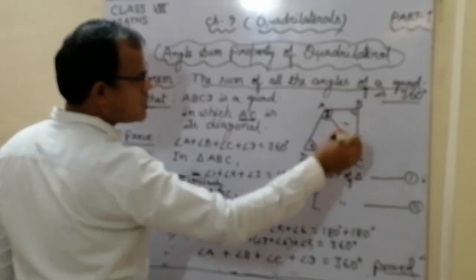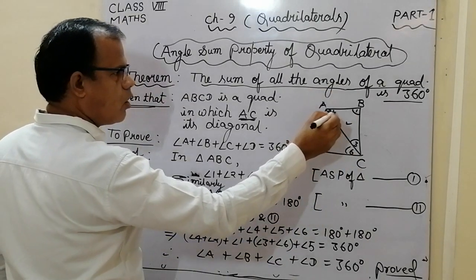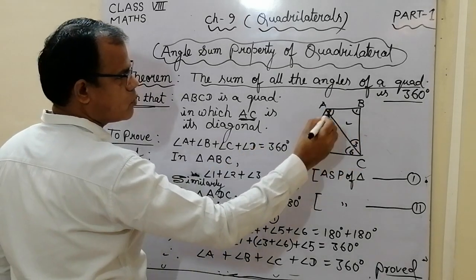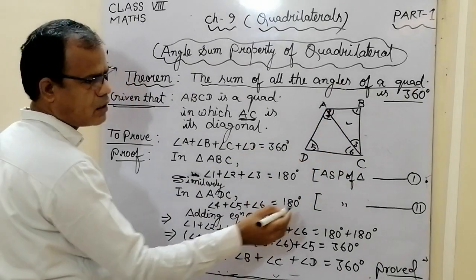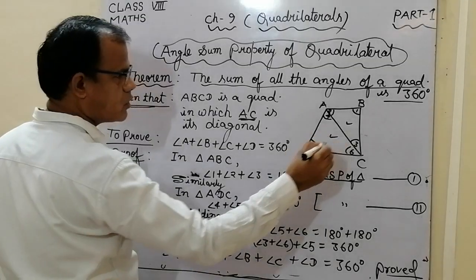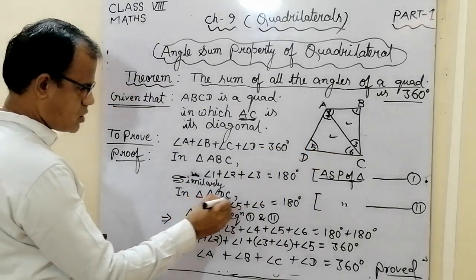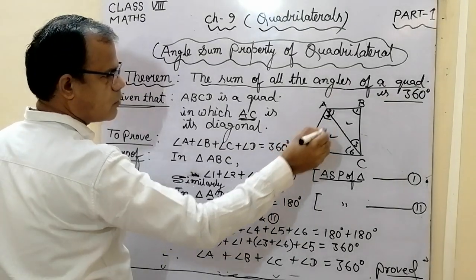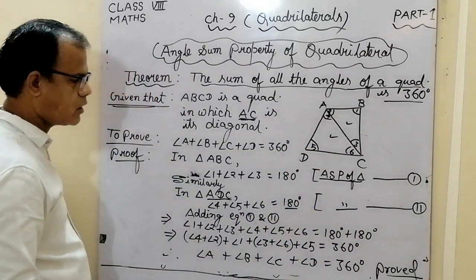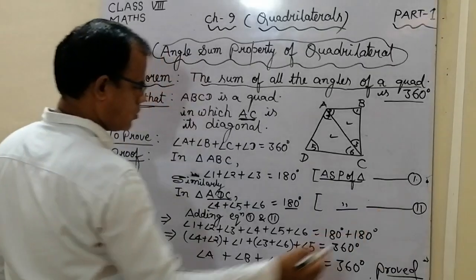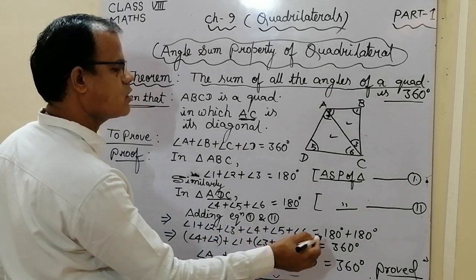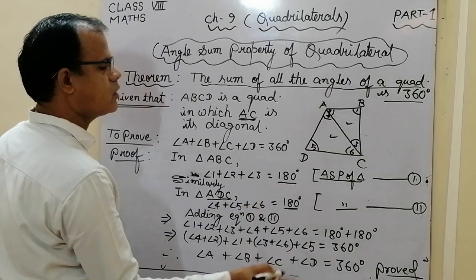In triangle ABC, the sum of all three angles is 180 degrees. So angle 1 plus 2 plus 3 is 180 degrees, by angle sum property of triangle. This is equation 1. Next we have to take this triangle. In triangle ADC, angle 4, 5, 6 is 180 degrees, same angle sum property of triangle. Adding equation 1 and 2, it becomes angle 1 plus 2 plus 3 plus 4 plus 5 plus 6 equal to 180 plus 180.